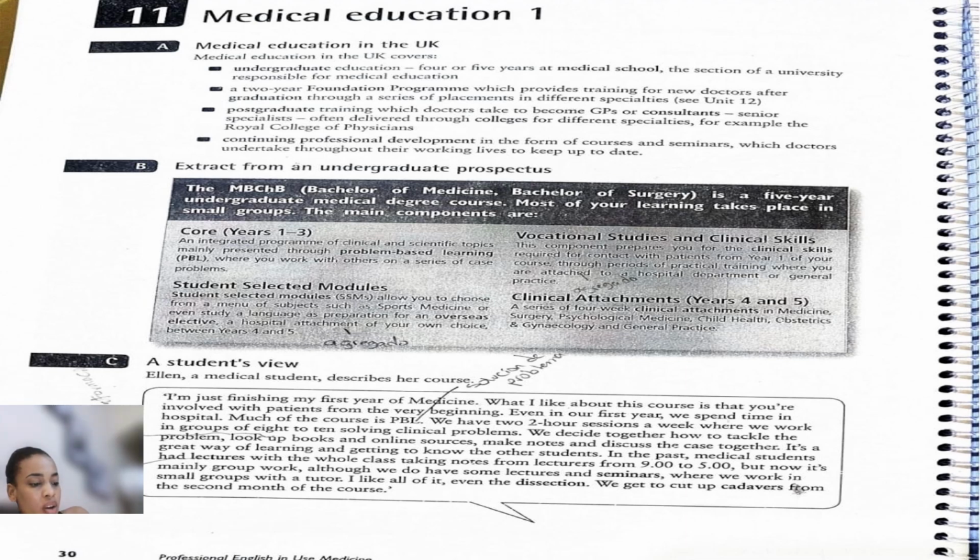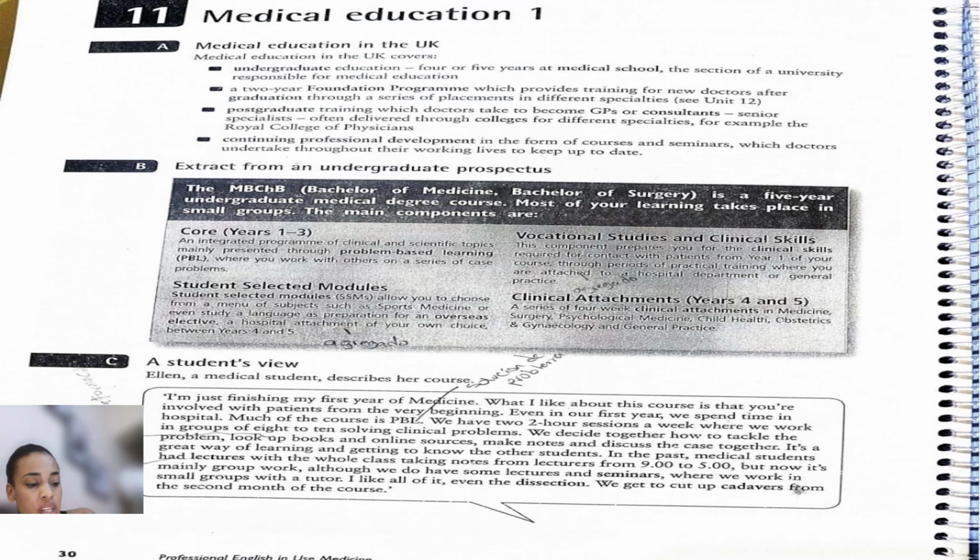Extract from an undergraduate prospectus. The MBChB, Bachelor of Medicine, Bachelor of Surgery, is a 5-year undergraduate medical degree course. Most of the learning takes place in small groups. The main components are: Core, years 1 to 3.